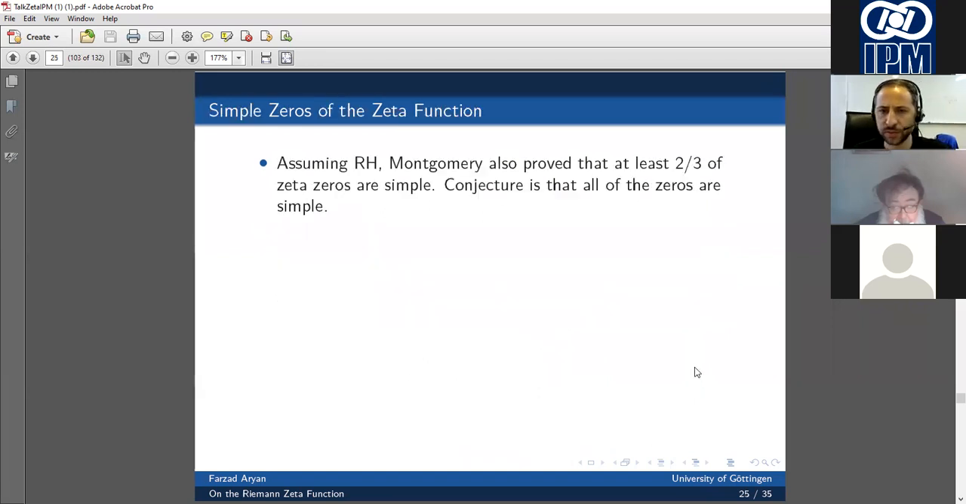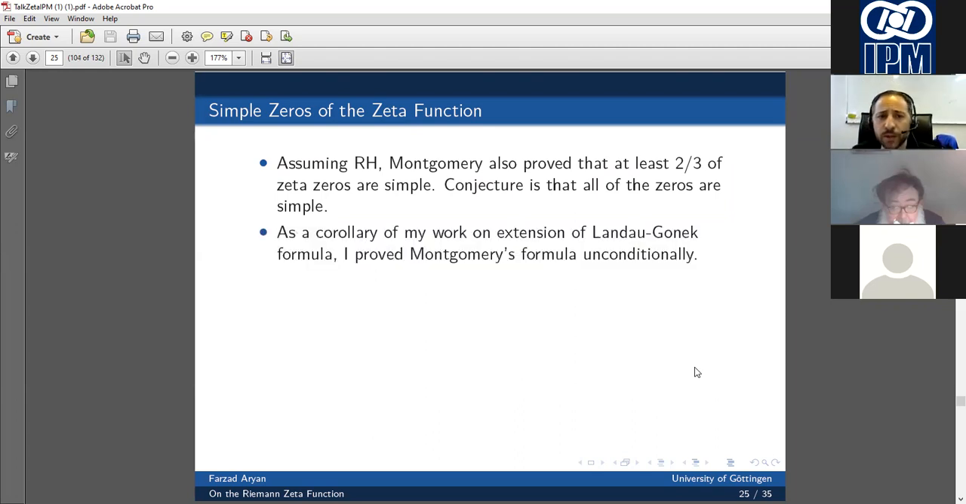All right. So there was another simple formula I proved. Lots of nice results came out of it. He proved that at least 2/3 of the zeros of the Riemann zeta function are simple. The conjecture is that all of them are simple, but there hasn't been much progress toward this conjecture. It seemed like something deeper than even the Riemann hypothesis.